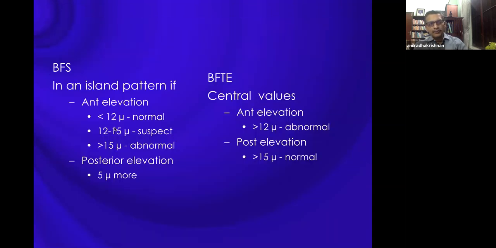If you are looking at the best fit sphere, posterior elevation of more than 5 microns is considered abnormal. But 5 microns, I think, is too much. A lot of them will have 5 microns, so generally we don't consider anything less than 10 microns as significant. But if instead of the best fit sphere you go for a toric surface, toric means it has taken the astigmatism into consideration, the best fit toric ellipsoid, any anterior elevation up to 12 microns is normal and more than 12 is abnormal. Any elevation up to 15 is considered normal, and anything more than 15 is abnormal.